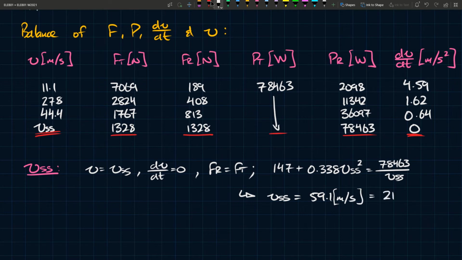If you solve this, you'll get that VSS is equal to 59.1 meters per second, which is equal to 212.7 kilometers an hour. Now this is very clearly larger than our maximum speed. So we're never going to reach this if our vehicle operates as intended, but this is the speed that it would settle at if the tractive power was kept constant at 78.4 kilowatts roughly. So the vehicle would speed up to this speed. We're not going to let that happen, but it would, right? So at that point, we would expect the tractive force and the resistive force to become equal.